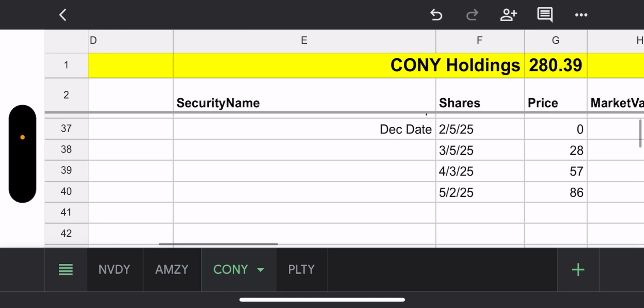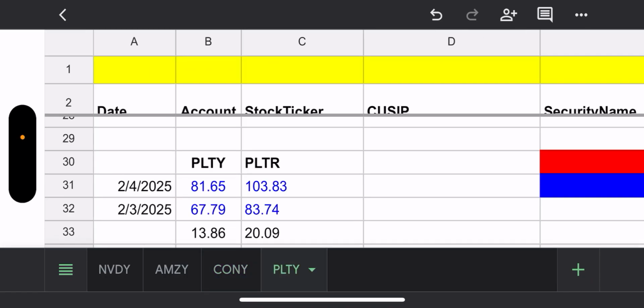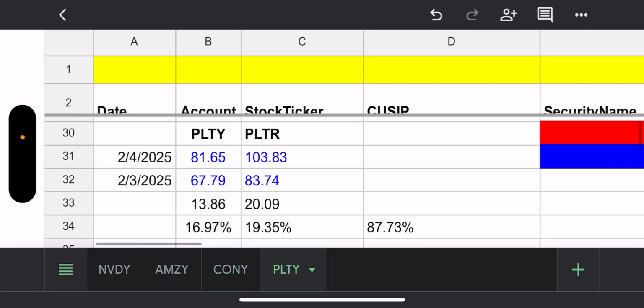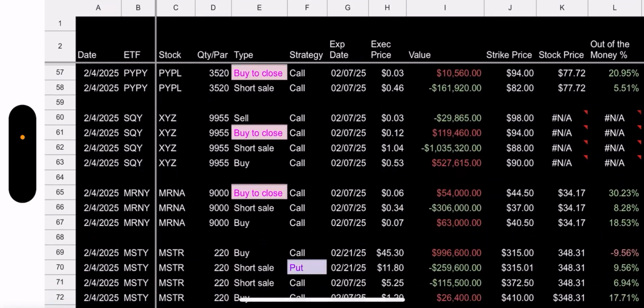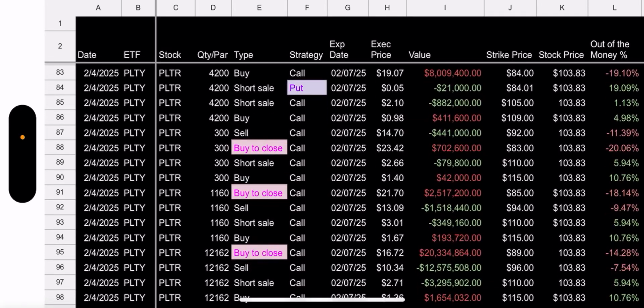All right, so that's CONY. Then there's PLTY. Did PLTY have a trade? Well, you damn right they had a trade. Oh my God, what am I doing? Why did I add this fund? Seriously? Am I like nuts?